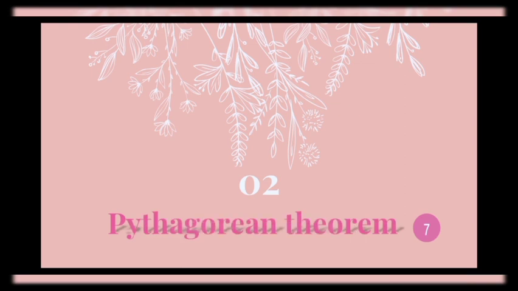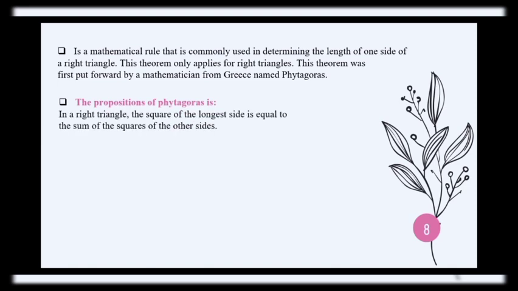Next, the second material is the Pythagorean theorem. The Pythagorean theorem is a mathematical rule that is commonly used in determining the length of one side of a right triangle. This theorem only applies to right triangles, and it was first put forward by a mathematician from Greece named Pythagoras. The proposition of Pythagoras is, in a right triangle, the square of the longest side is equal to the sum of the squares of the other sides.